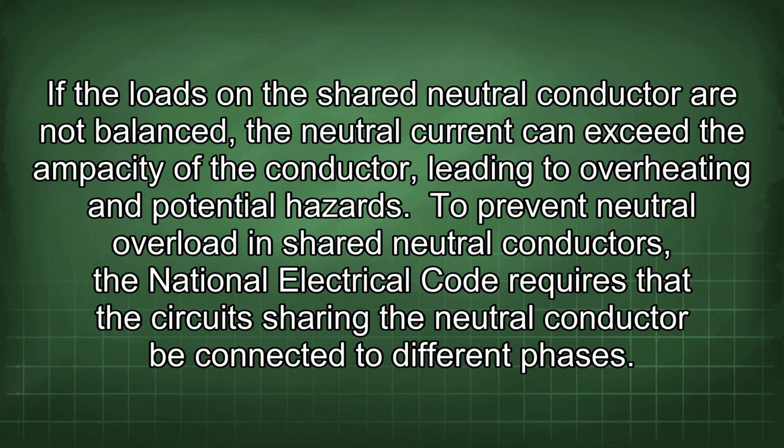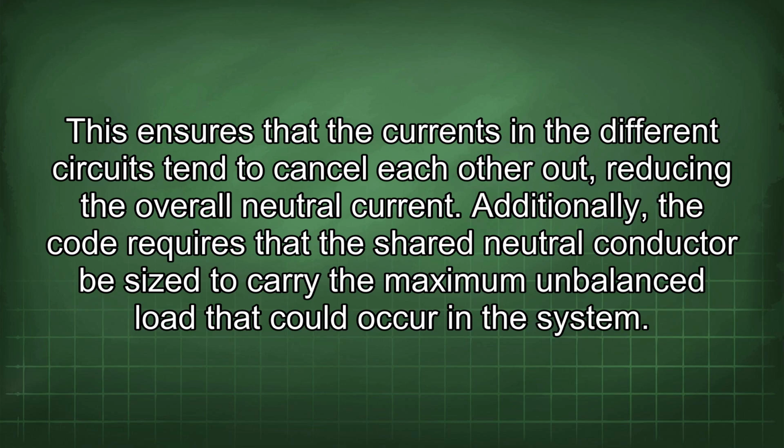To prevent neutral overload in shared neutral conductors, the National Electrical Code requires that the circuits sharing the neutral conductor be connected to different phases. This ensures that the currents in the different circuits tend to cancel each other out, reducing the overall neutral current. Additionally, the code requires that the shared neutral conductor be sized to carry the maximum unbalanced load that could occur in the system.